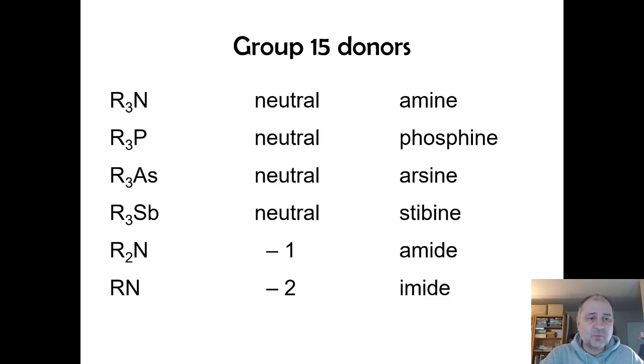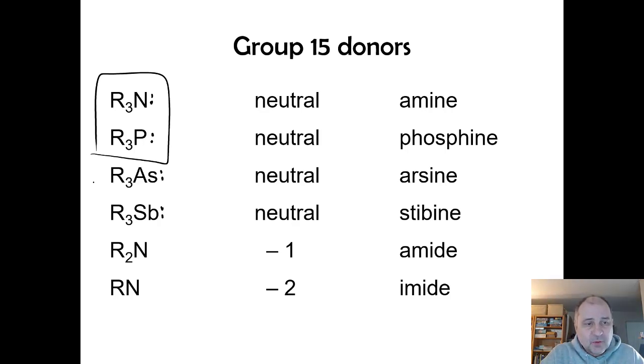Of course, this is just group 15. We're replacing nitrogen with phosphorus and arsenic and antimony, so it's no surprise that those are neutral donors, and they have similar names: amines, phosphines, arsines, and then stibines. And they each have, of course, a lone pair of electrons on the group 15 element, so that makes them Lewis bases, and some of them are better than others. We have phosphines and amines that are very common.